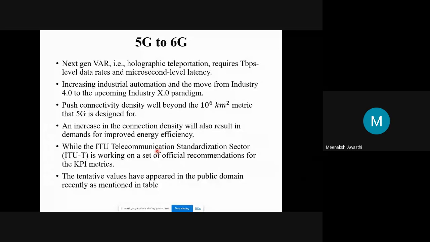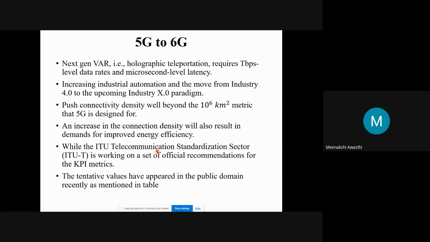And what is this next generation VAR? It is actually holographic teleportation, also known as holoportation. If you are fond of movies, you must have seen the Avengers Endgame movie. In that movie, you have seen holographic teleportation; they communicate with each other with the help of it. So this is a new emerging area of 6G, and we can assume holographic teleportation will be a feature of 6G.